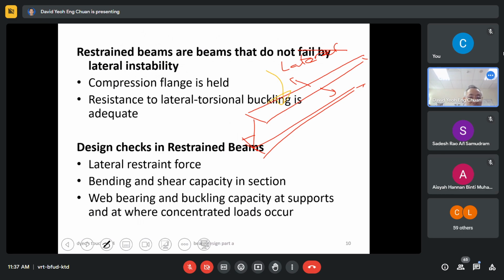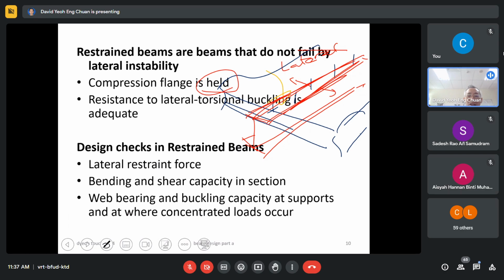So the compression flange in a restrained beam is held. You have a thick slab on the top that holds it. So this red color compression flange is held. Okay, dipegang, held. It cannot move left and right.